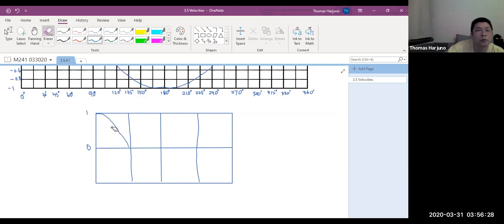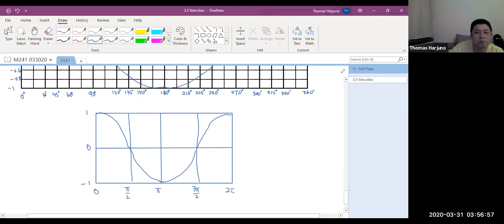It should be curved. And then in the second quadrant, it's a negative value. The third quadrant, it's still negative. The fourth quadrant, it is positive. The minimum is negative 1. Start from 0 to pi over 2, pi, 3 pi over 2, and 2 pi. Now, let's see what we have for this cosine graph here.